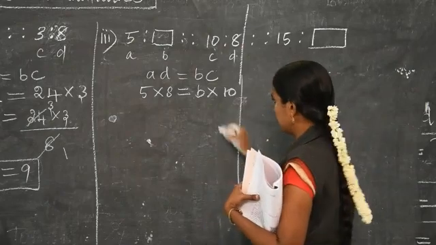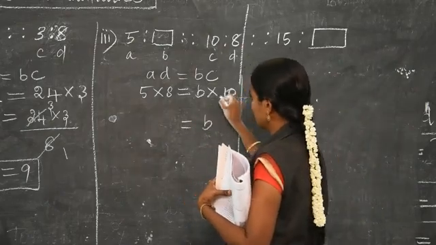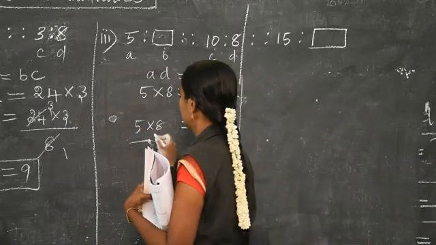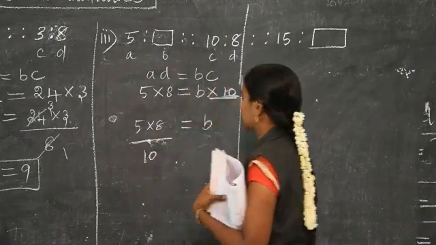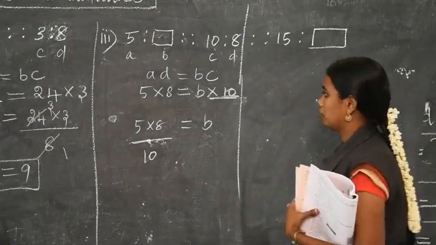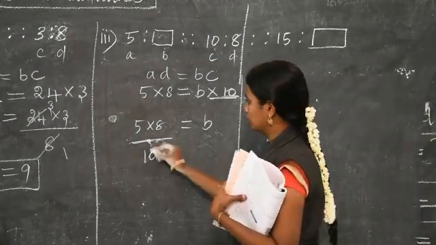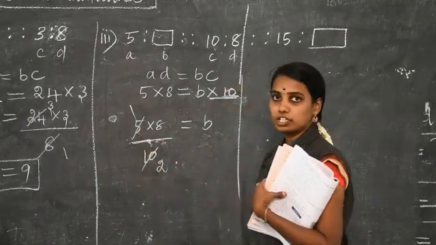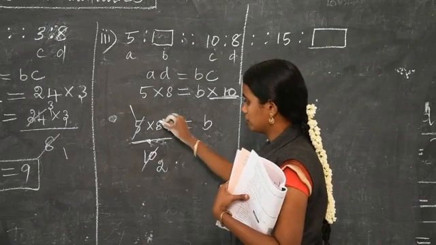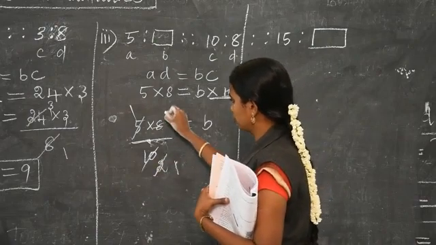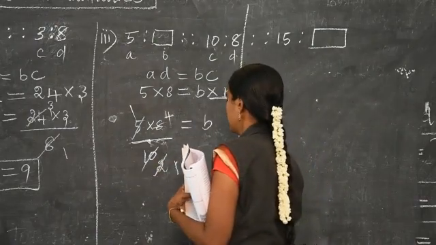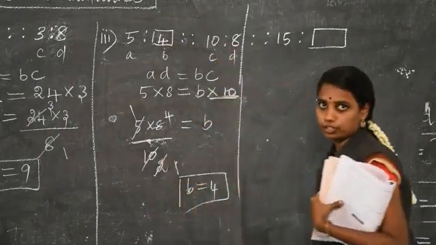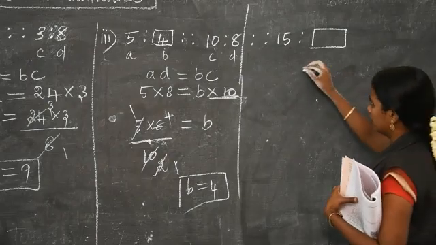Now finding the B, so B write as it is. The multiple 10 will come this side as division. Okay, divided by 10. Now go for the cancellation. 5 ones are 5, 5 twos are 10. Then you can cancel by 2 table. 2 ones are 2, 2 fours are 8. So the B value is 4. So here the answer is 4. Okay, next I am going to compare these two.